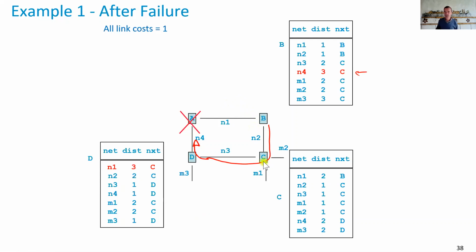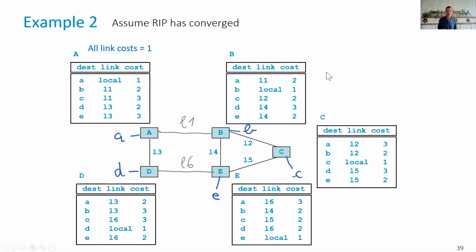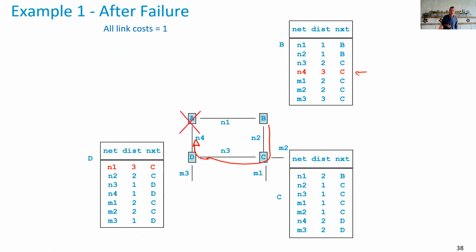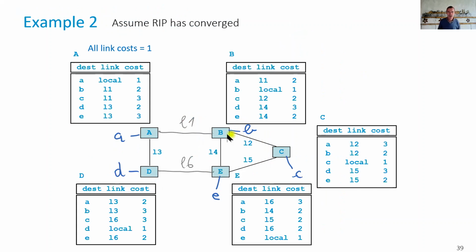Similarly, B will receive an update eventually from C to N4 and we'll find a distance of 3, which is also correct here. So in this example, we see that everything is perfect. Now let me take another example.